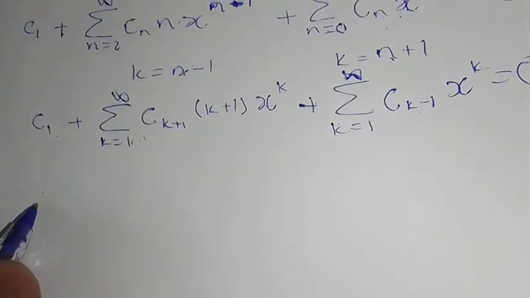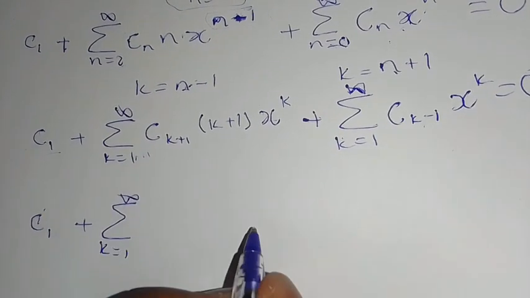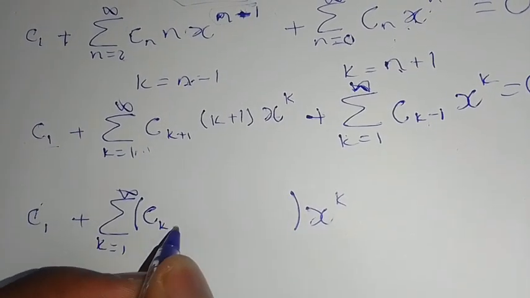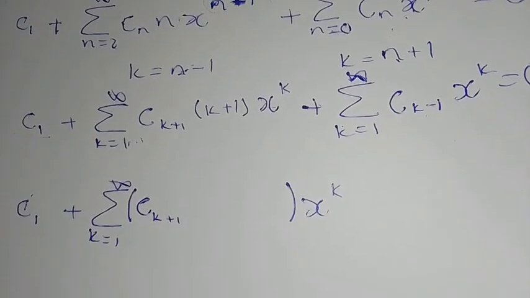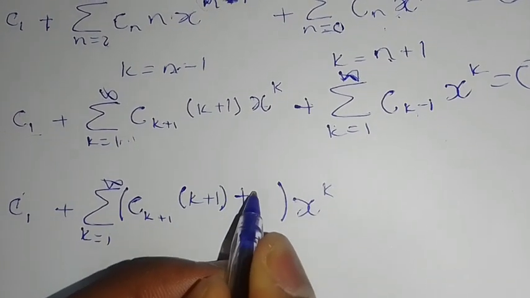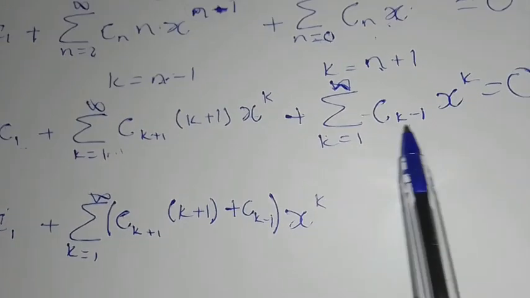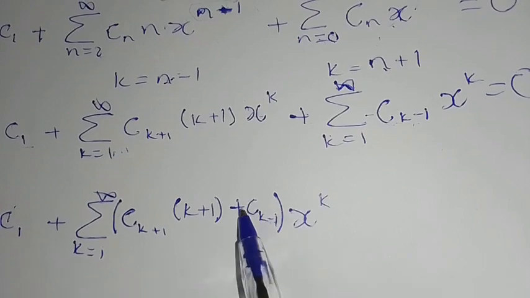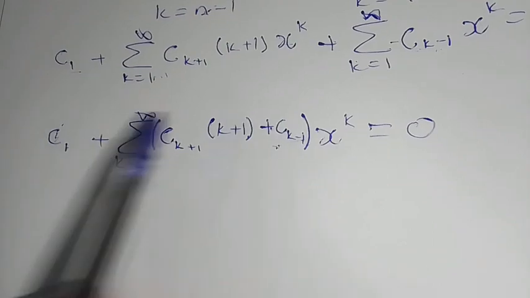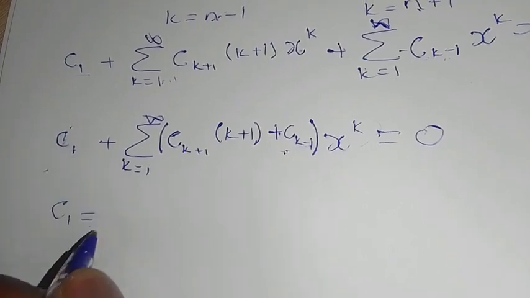Now you regroup the series, and you have c1 plus the summation starting at 1. Notice that you can factor out x to the k, and then here you remain with just c(k+1) multiplied by k plus 1, and then plus c(k-1) from this summation here, because for this summation you just remain at c(k-1) with this positive right there. This will be equal to 0. So from here, everything will be equal to 0 except for x to the power of k. So you only have c1 outside the summation, set it equal to 0.